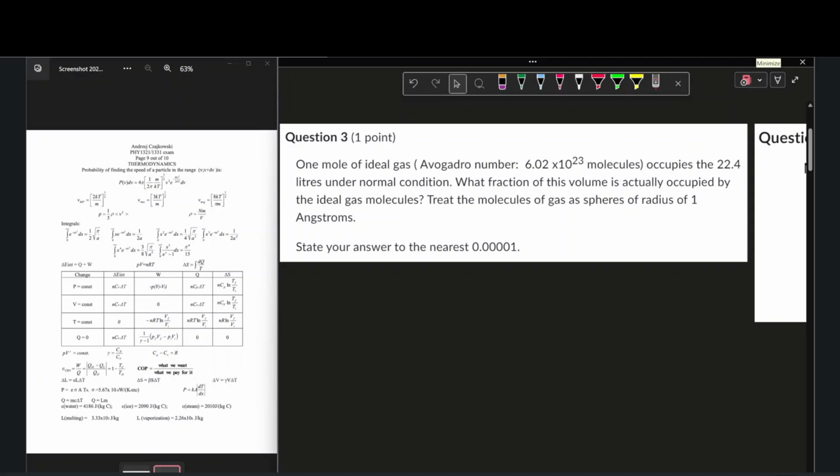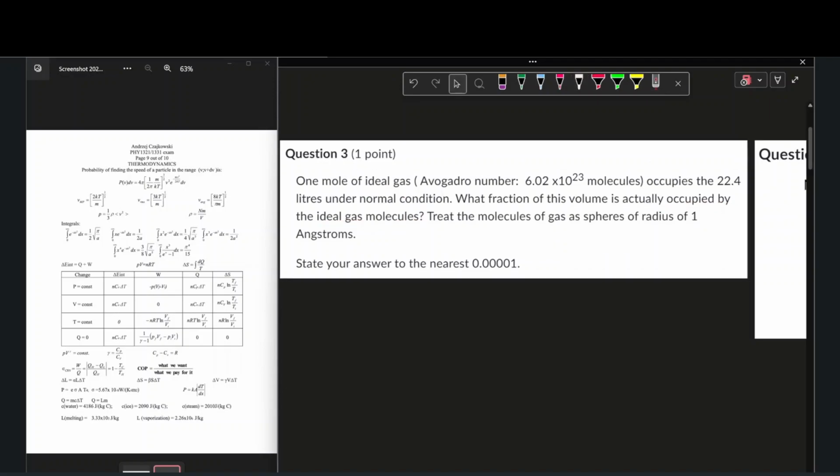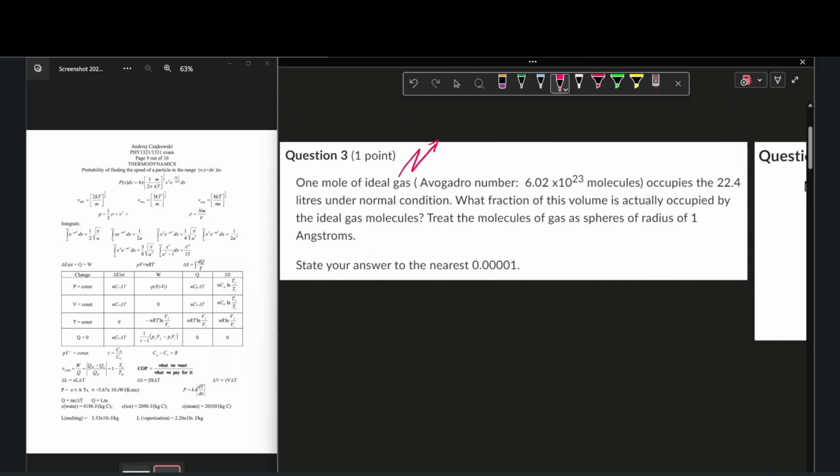It's asking us, now read it carefully, for the fraction of the volume occupied by the ideal gas molecules. It doesn't tell us what the ideal gas is, it just tells us it's an ideal gas. Now, when you see that, we know the equation PV equals nRT holds up. But for this question, we probably won't need it.